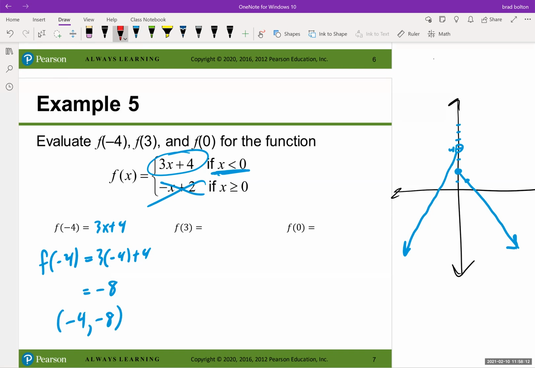But if I go down 4, so 1, 2, 3, oh, I'm sorry. I go left for negative 4. 1, 2, 3, 4, and then I go down 8. It's kind of a bad drawing. You guys get the idea, though.